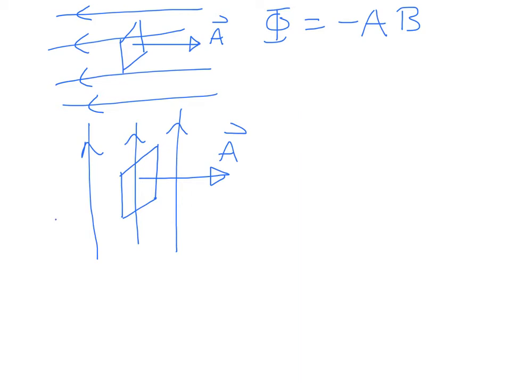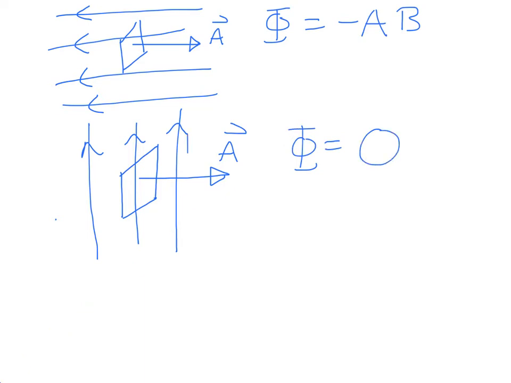In that case, none of the magnetic field lines pass through the surface. They don't pierce it or pass through. They're all parallel. In this case, we would expect that the flux would be 0.